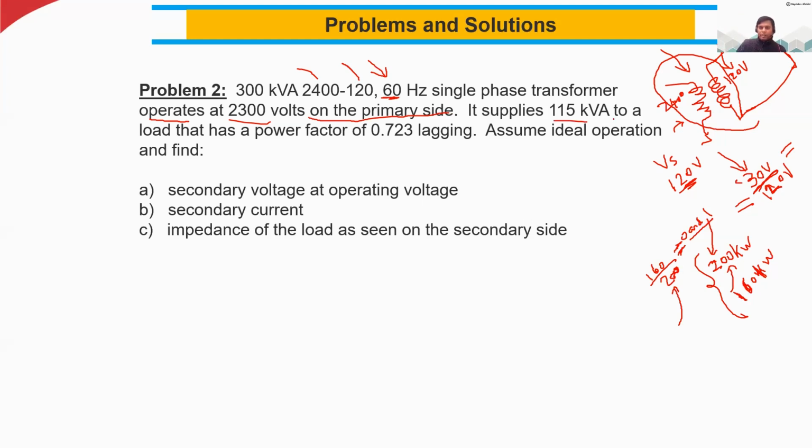So it supplies 115 kVA to a load and has a power factor of 0.723 lagging. Assume ideal operation. So you have to find the secondary voltage, that means ES at operating voltage. Remember, operating voltage is 2300, and the secondary current, that is IS, and the impedance of the load as seen on the secondary side. Seen on the secondary side means that is from the primary side. So now we have to find these parameters.